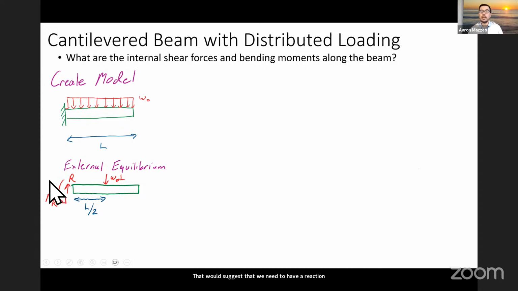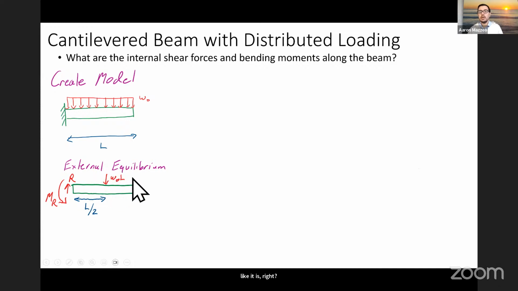And if we have a load, as we do here, there's probably going to be a reaction moment from the wall trying to keep this beam from rotating downward. Okay, so this reaction moment is going to keep this W naught L like it is, all right?